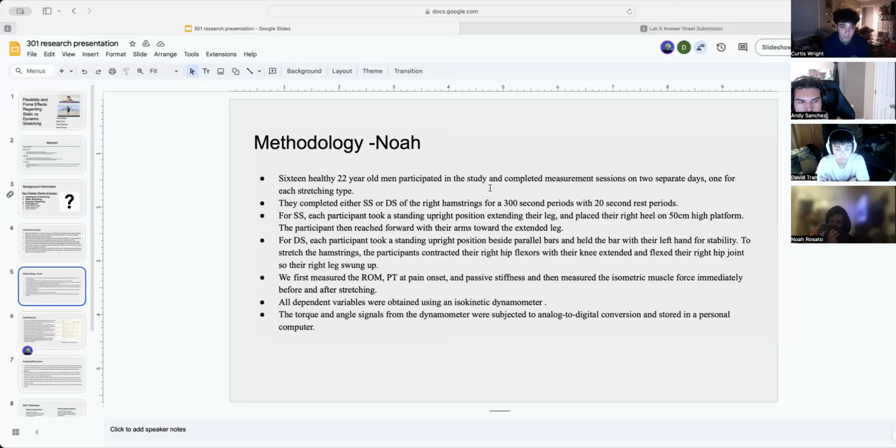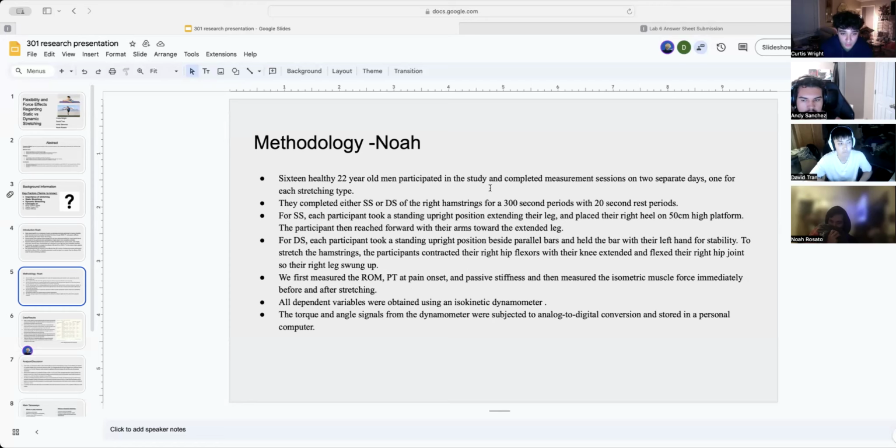Example of static stretching. And then dynamic stretching: each participant took a standing upright position beside parallel bars and held the bar with their left hand for stability. To stretch the hamstrings, the participants contracted their right hip flexor with their knee and flexed their right hip joint so their legs swung up, so like motion stretching.